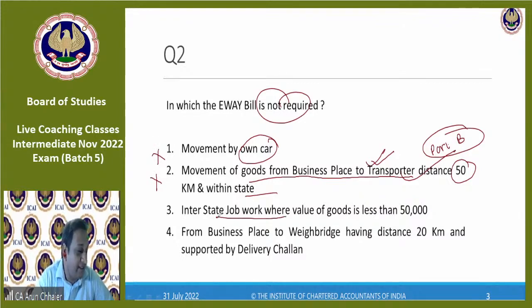Interstate job worker where value of the goods is less than 50,000: e-way bill is mandatory, sir. It is not relaxed. So the right answer is 4. From business place to the weighbridge, 20 kilometers and supported by the delivery challan, and that's it. Fourth option.